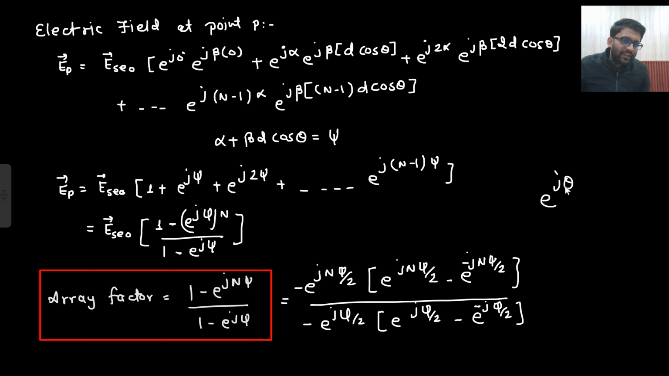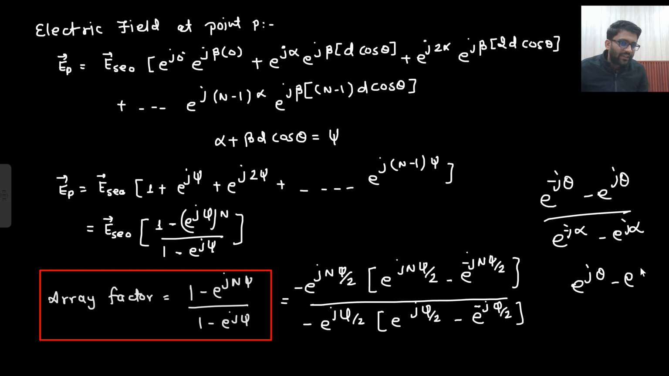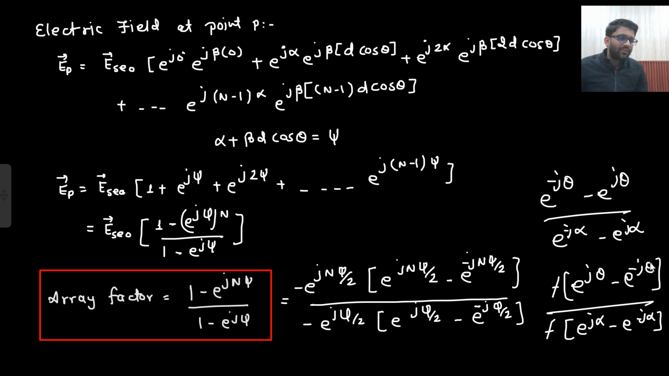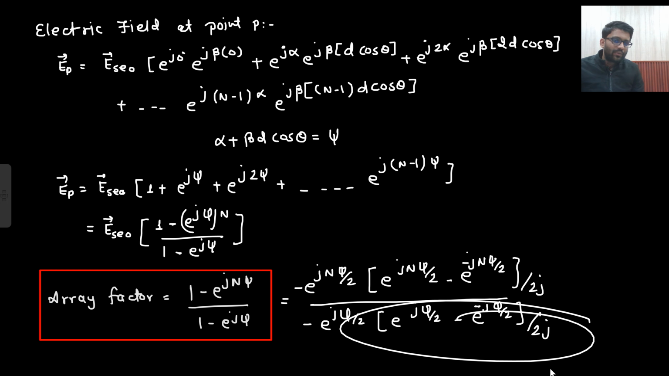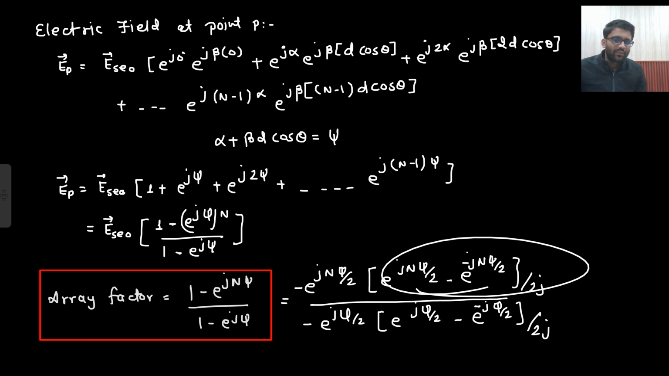If I take minus common, e to the power j theta minus e to the power minus j theta with a minus sign. And from the denominator as well, e to the power j alpha minus e to the power minus j alpha, with a minus sign. Minus minus is getting cancelled. So e to the power j theta minus e to the power minus j theta, over e to the power j alpha minus e to the power minus j alpha. This is the same thing I have written here. Now in the numerator and denominator, I am going to divide by 2j. So this will become a sinusoid function, and this will also become a sinusoid function.